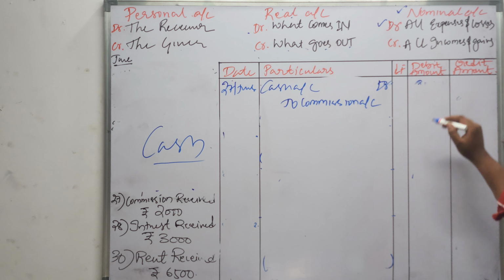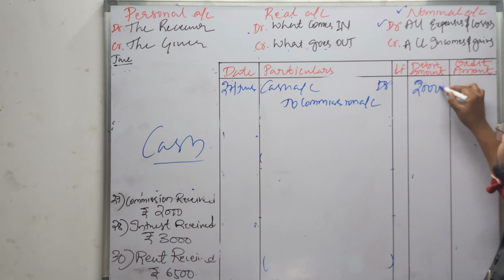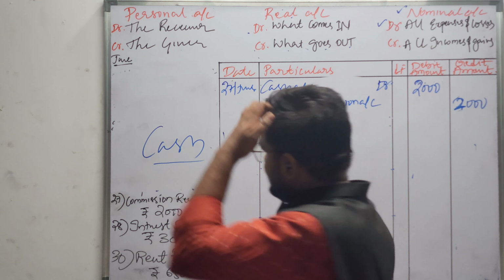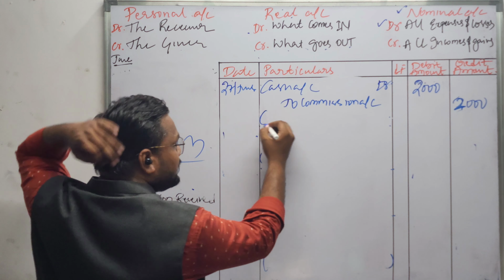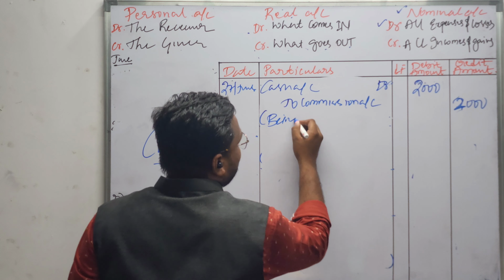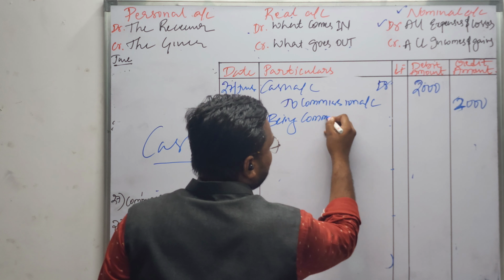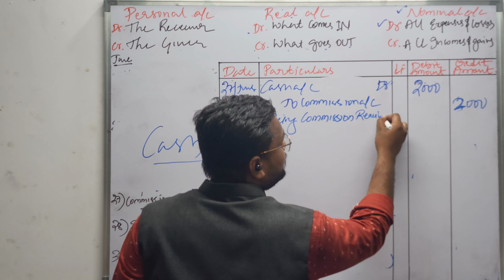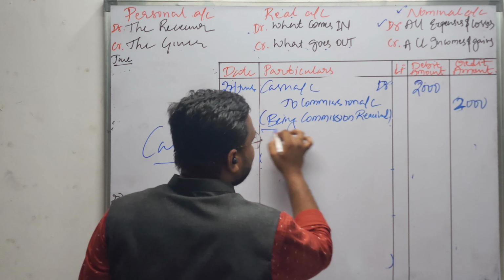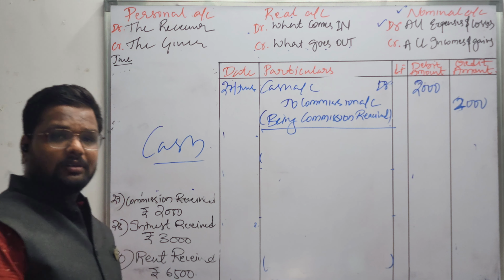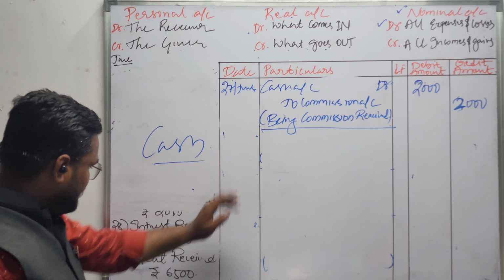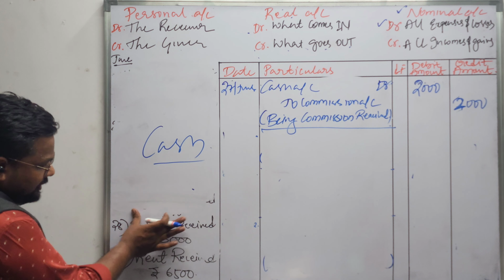Okay, what's the amount for that? 2000. So 2000 in the debit column, 2000 in the credit column. Done? So what's the narration for this? Being commission received. Close the transaction. What's the next transaction? The next transaction is interest received.